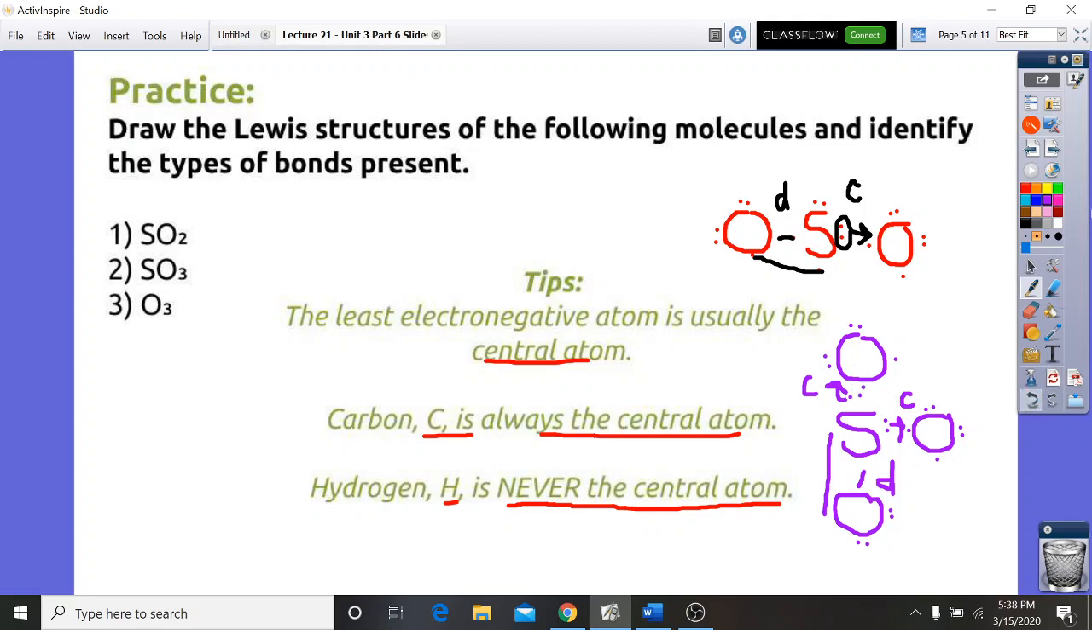Let me redo that. This is the lone pair here that this S is sharing with oxygen, and this is the lone pair here that this S is sharing with oxygen.